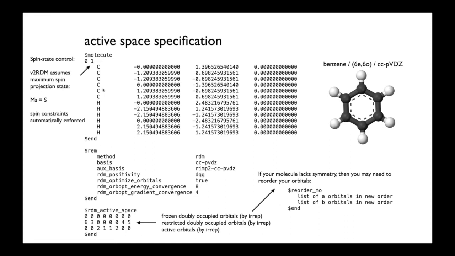And then the last thing I'll point out here is on the previous slide, I talked about calculating spin state splittings. If I want to control the spin state, it's done through the multiplicity in the molecule group. V2RDM will assume that you want the maximum spin projection state. So if you set that to a 3, then it's going to assume you want the high spin triplet. And then spin constraints are automatically enforced. If you look in the manual, you can turn the spin constraints off, but I am not even going to put the keyword up here because that is not an advisable thing to do.